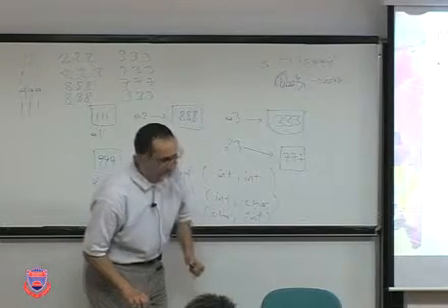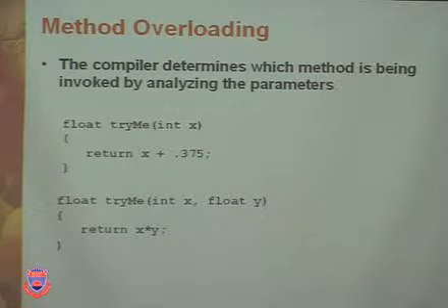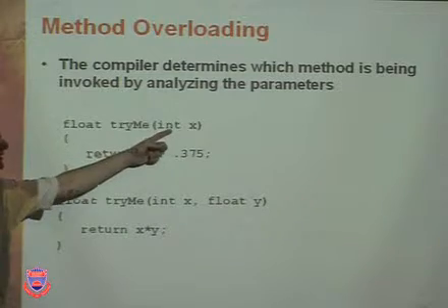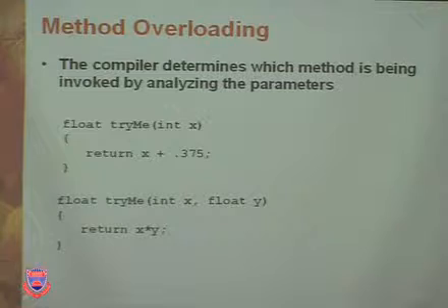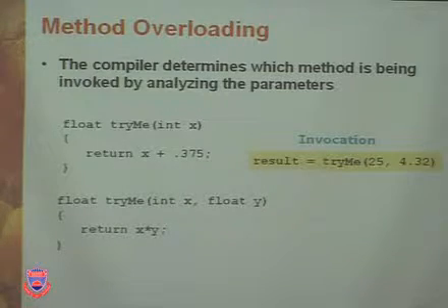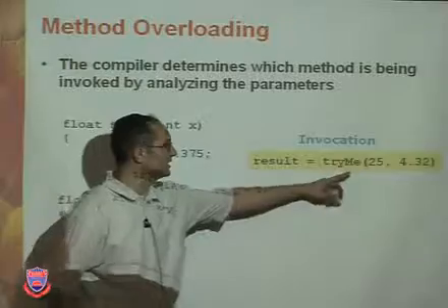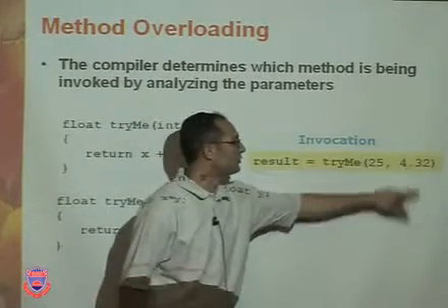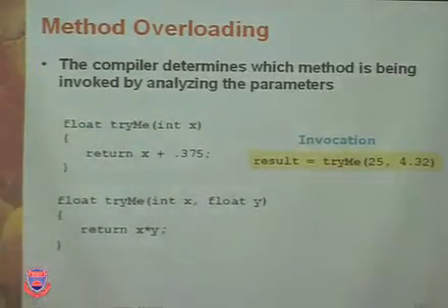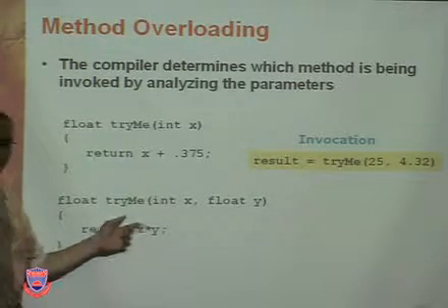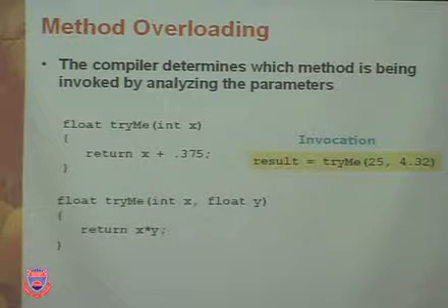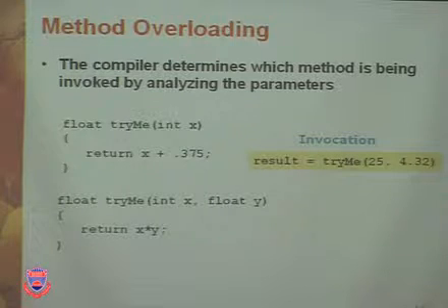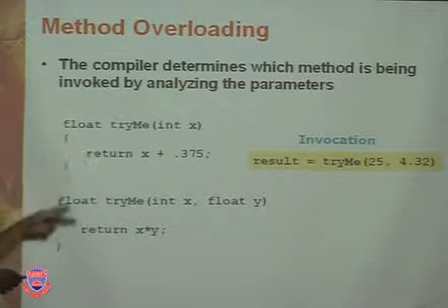So for example, if you have two methods with the same name, float tryMe with an integer argument, and then another one, float tryMe with an integer and a float argument, then if you have an invocation of a method called result = tryMe(25, 4.32), the one it's going to select is the second one, since it is the one that maps to the arguments. The important thing to note here is that the compiler should be able to understand which one of these it needs to select.